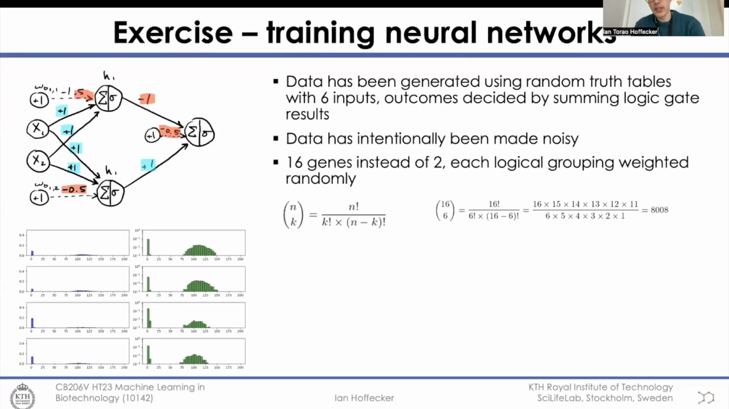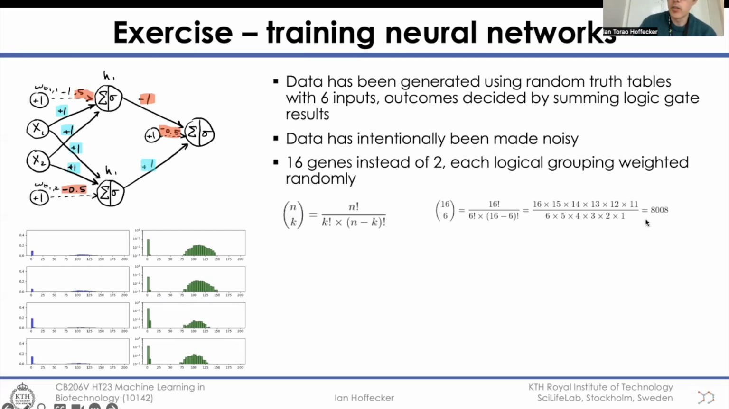And so the exercise today was to look at some more artificial gene expression data. In this data, we have 16 genes, and they're grouped into logical groupings of 6 genes, and random truth tables, or random logic gates, have been generated for each grouping of 6. So actually there are 8,008 possible groupings of 6 genes out of 16 possible genes.